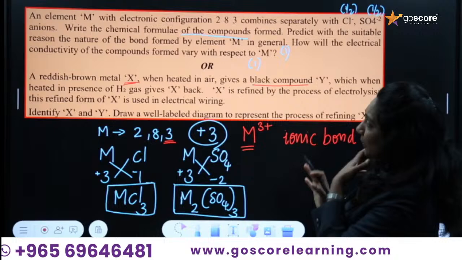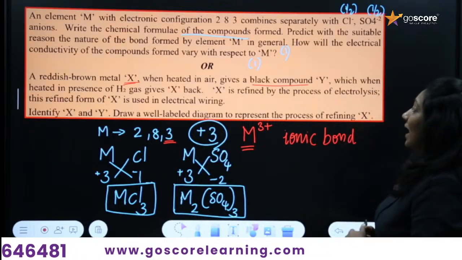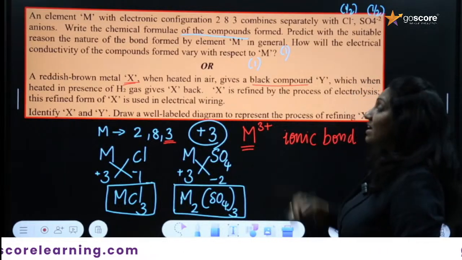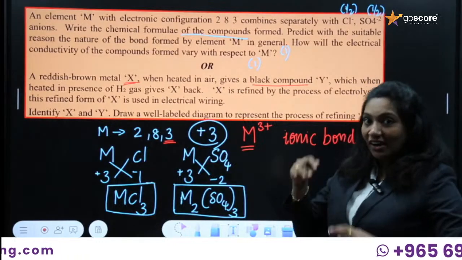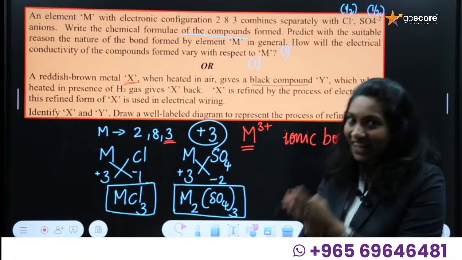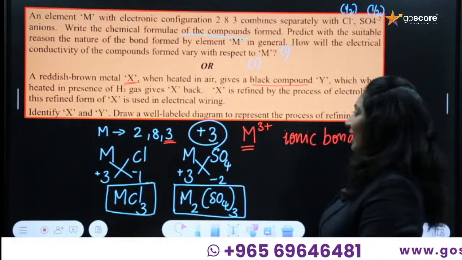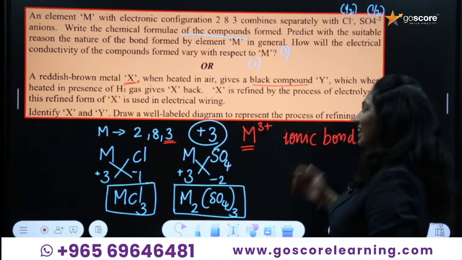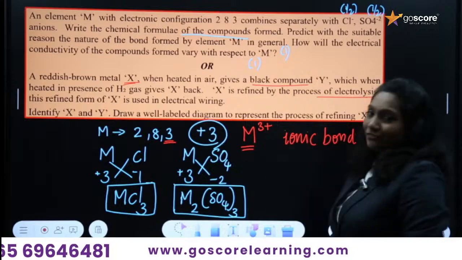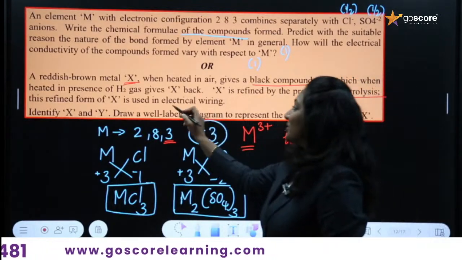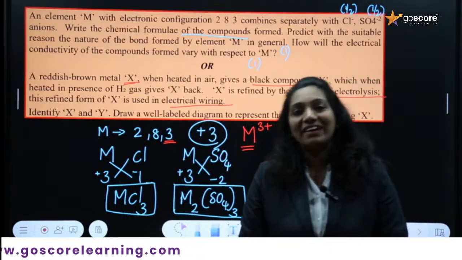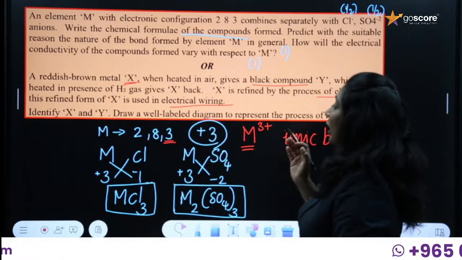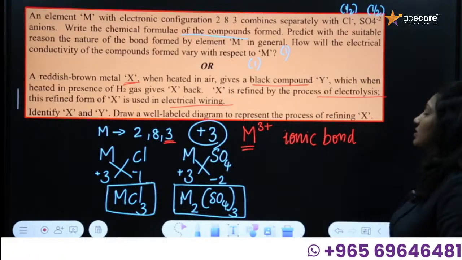So a reddish brown metal X when heated in air gives a black compound Y, which when heated in the presence of hydrogen gas gives X back. That is, you are reducing the copper oxide, you are getting copper back, right? X is refined by the process of electrolysis, that it will be coming at the bottom of the reactivity series, and it is used in electrical wiring. So we can confirm that X is copper, right? Identify X and Y and draw a labeled diagram to represent the process of refining of X.